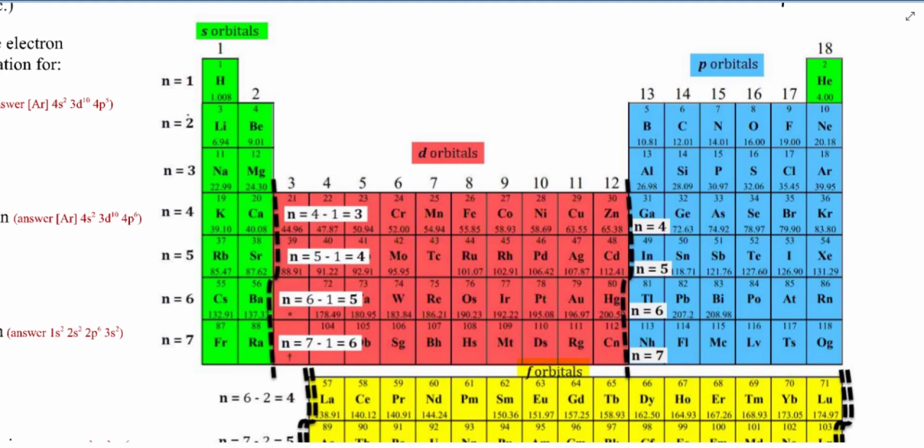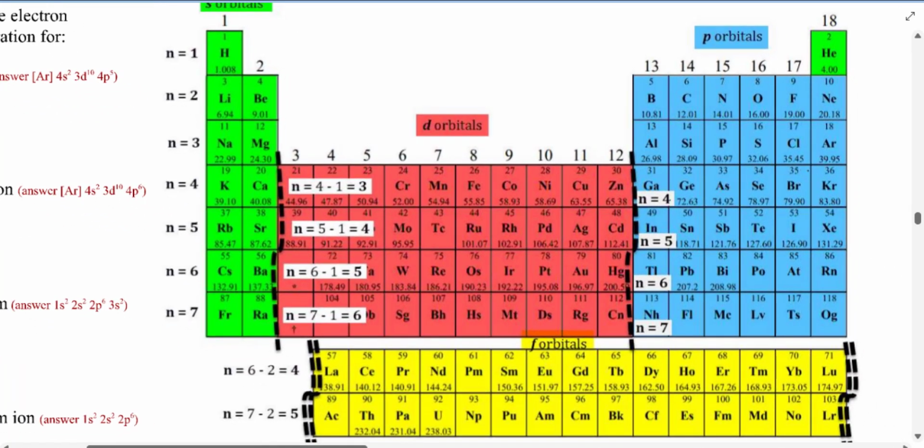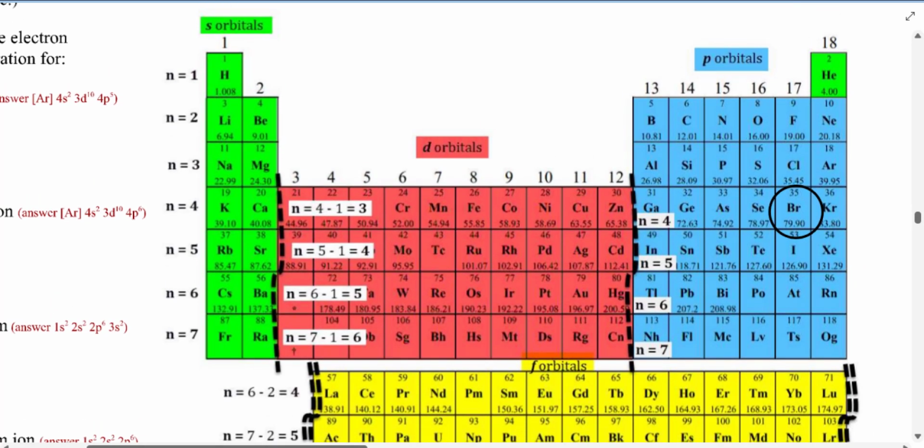When we write electron configuration, we're going to do bromine, and bromine is right here. The very first thing we're going to do for a complete electron configuration is like reading a book. We're going to start at the top of the page on the far left, and then go to the right. So we start right here, at energy level 1, going into sublevel s, and then I'm going to start counting.